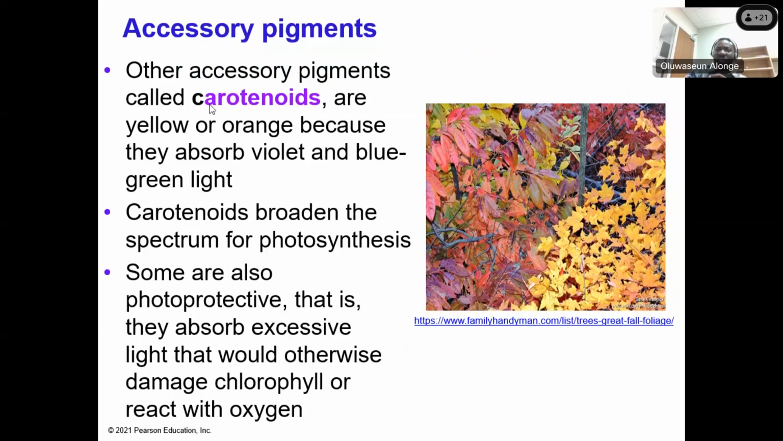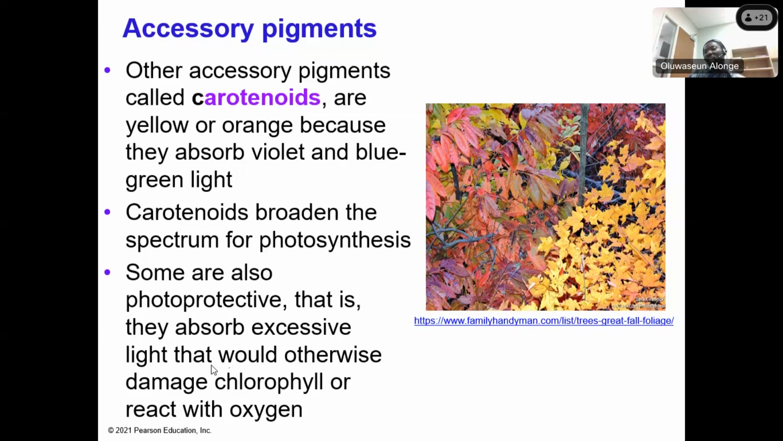Other accessory pigments are called carotenoids. They could be yellow or orange because they absorb violet and blue-green. Carotenoids majorly help to broaden the spectrum as well. Broadening the spectrum simply means it enlarges the surface area for photosynthesis to happen, right? Some are also photoprotective. That is, they absorb excessive light that would otherwise damage chlorophyll.